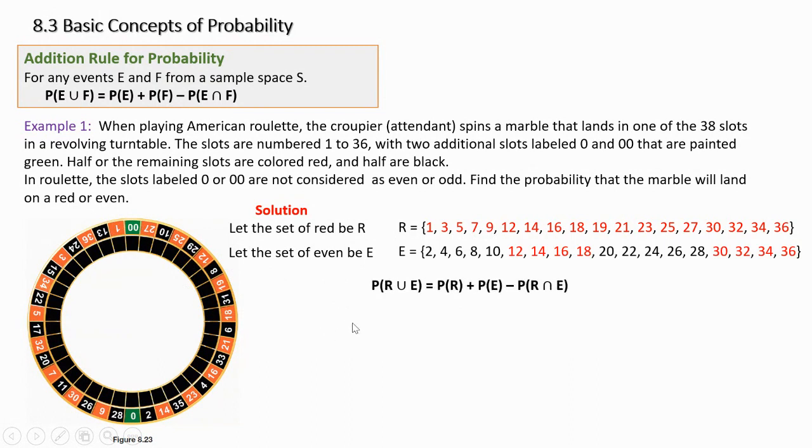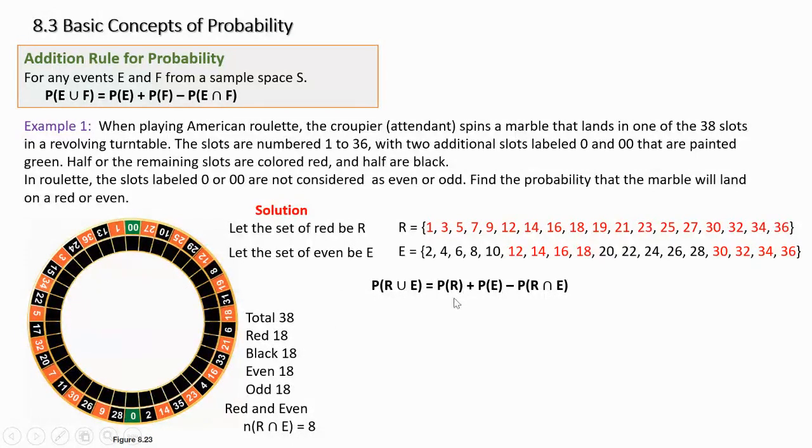So now, here's what we're looking for. Here's the formula that we're going to be using. This is called the probability of R union E, right? Because red or even equals the probability of R plus the probability of E minus the probability of R intersects E. So here, there's a total of 38 slots, 18 black, 18 red, 18 even, and 18 odd. Okay, so let's do this. And red and even, there's 8.